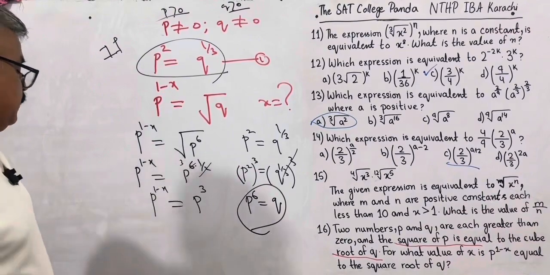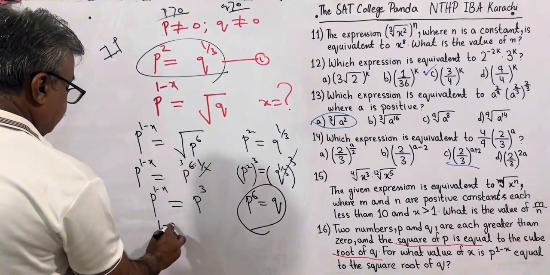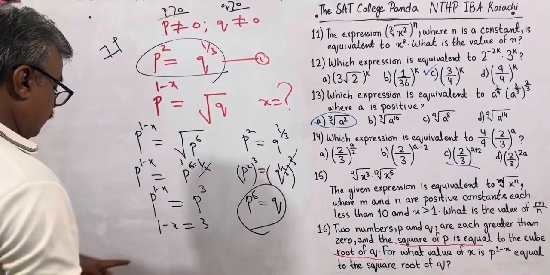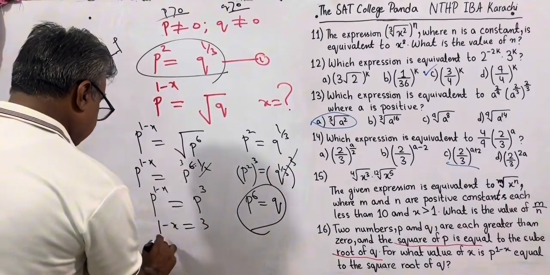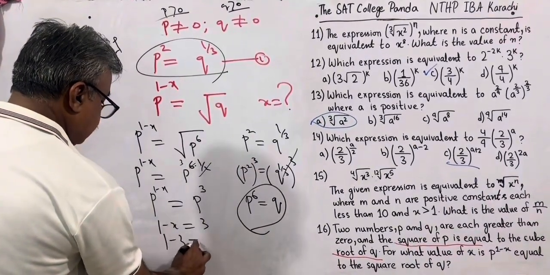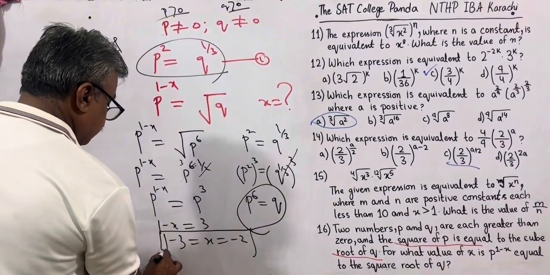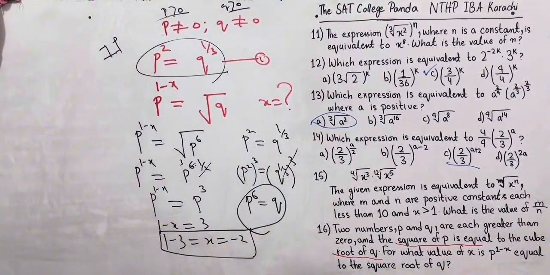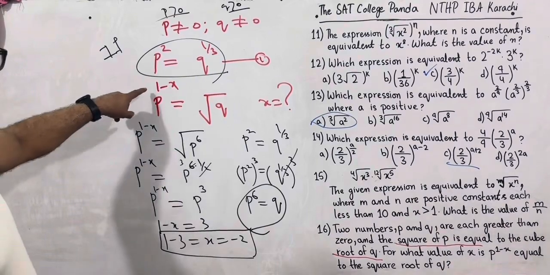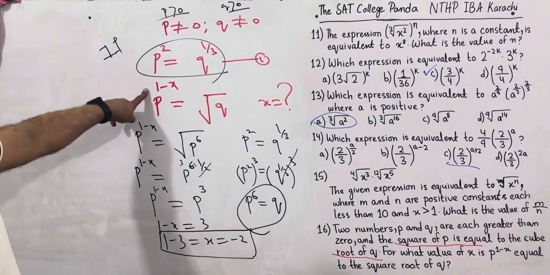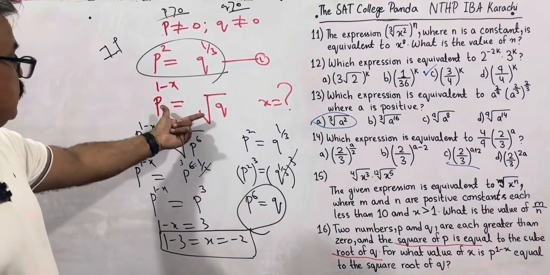Here bases are equal, therefore powers are equal. 1 minus x is equal to 3. Solve for x. Shift x here, 3 here. I have 1 minus 3 is equal to x. So x is equal to minus 2. One can verify by putting minus 2 here, and we arrive at the same situation.